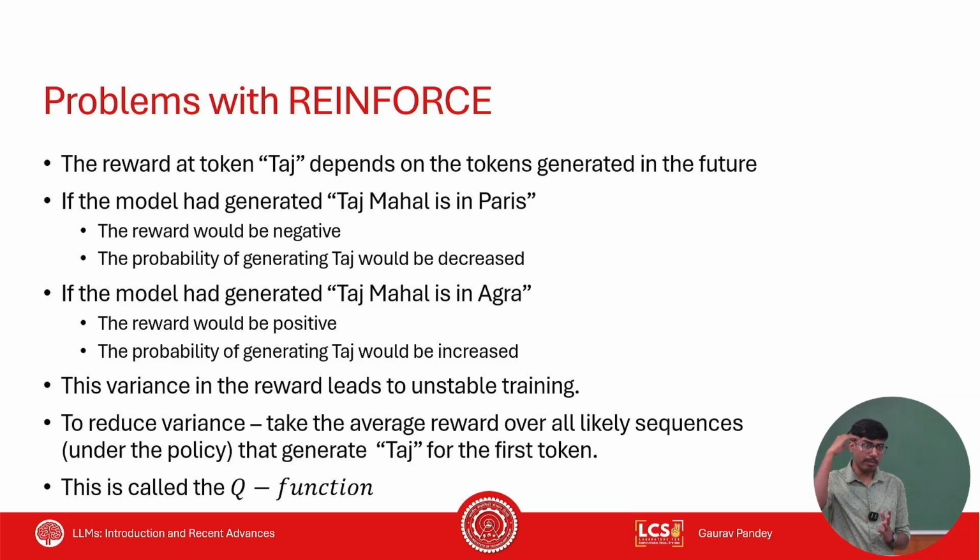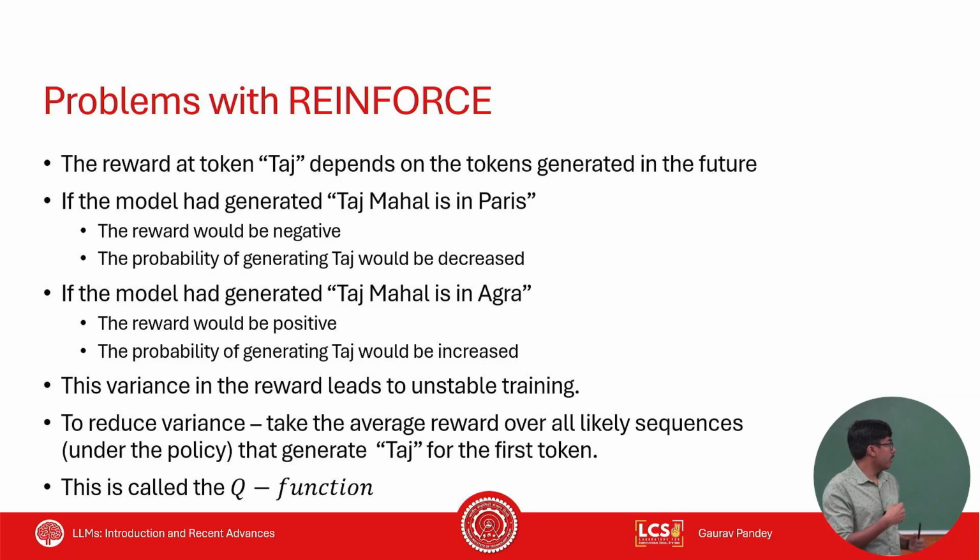So what do you do? You basically say, okay, I have already generated Taj. Now assume that I can generate all possible sequences after Taj, and for each of the sequences I could compute the reward. That average reward is what the word Taj should get. So the word Taj should not get the reward based on the random sequence that you ended up generating after that, but the average over all possible sequences. That is called the Q function.